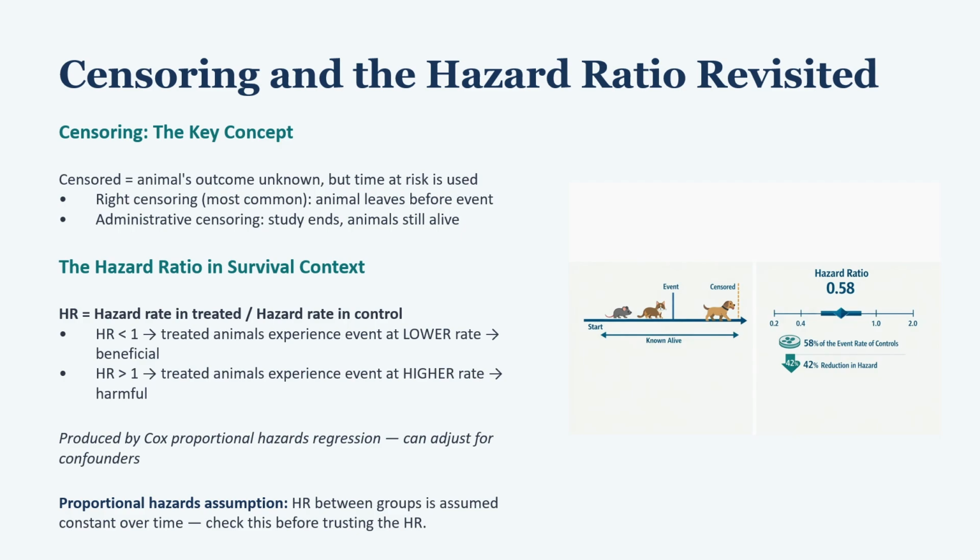The most common type of censoring in veterinary studies is right censoring. An animal is followed for a period of time, then exits the study for a reason unrelated to the outcome. We know it survived to the censoring point. We don't know what happened after. Right censoring is the standard situation when a study ends on a fixed date and some animals are still alive. They're administratively censored at the study end date.